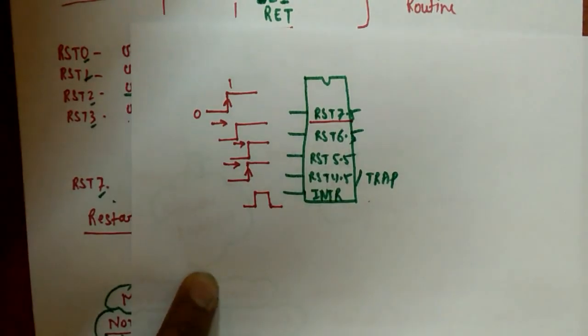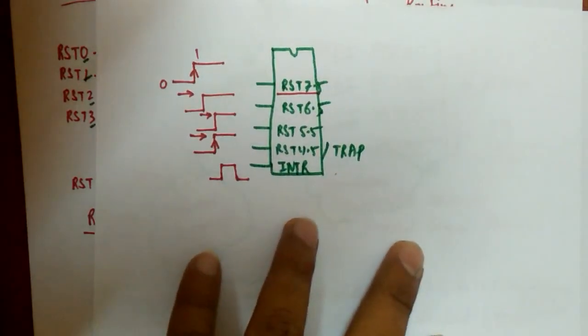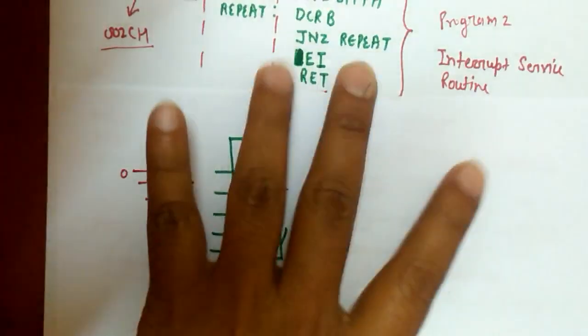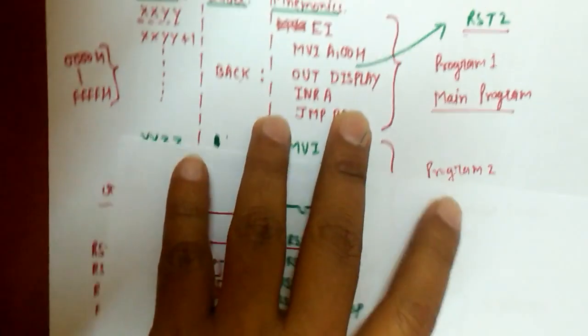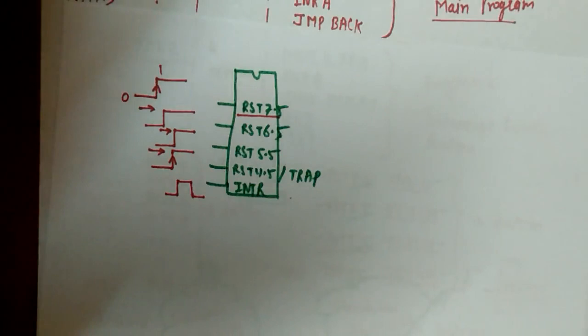Okay, this is the introduction part of 8085 interrupts, and in my next video I will be explaining all the software part, that means the programming part of interrupts, like how to enable an interrupt and how to write a service routine, and I will show you some examples and the instructions, what is SIM, what is RIM, and the rest of the part.